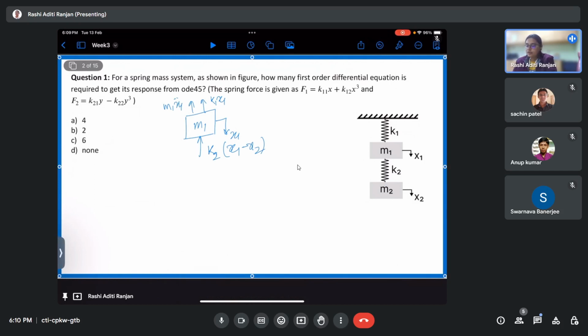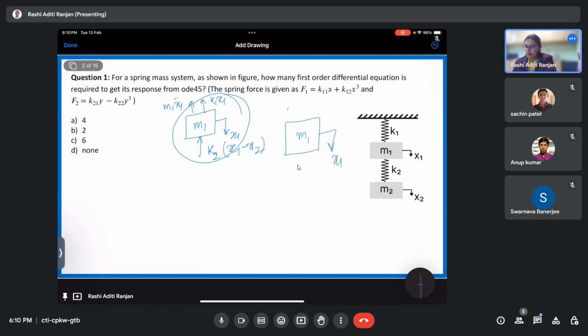Now, this was for a linear system, but this is a nonlinear system. So in case of a nonlinear system, we'll find the analogy. This is M1, this is X1. The inertia force is going to be the same, M1 X1 double dot. But this spring force is going to change. As given in the question, spring force F1 is given like this. So it will become K11 X1 plus K12 X1 cube.